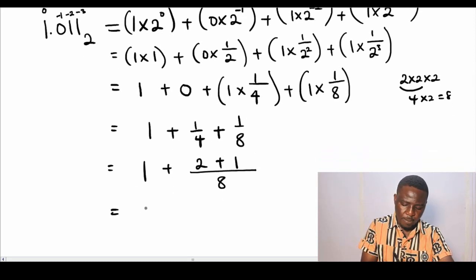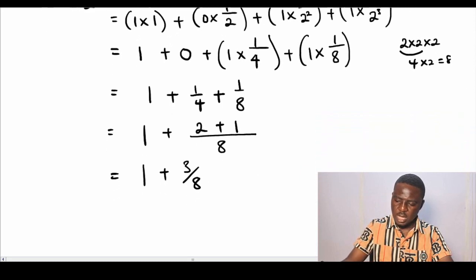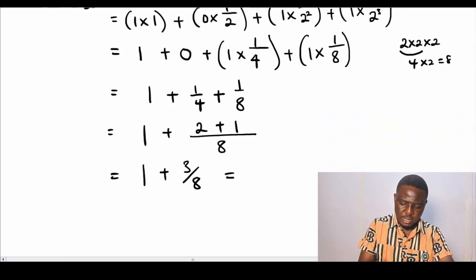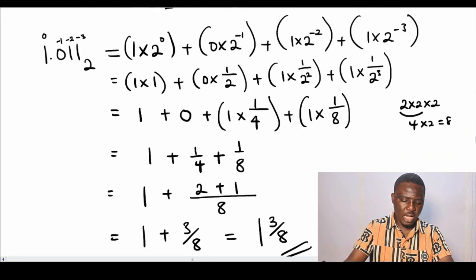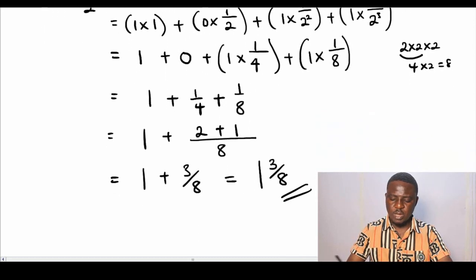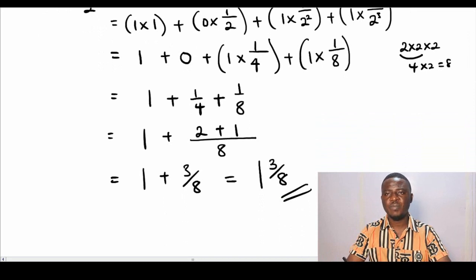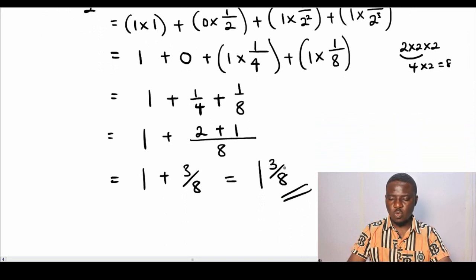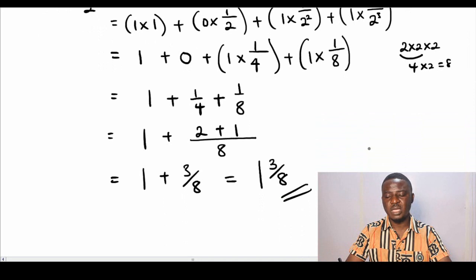When you simplify further, you arrive at the answer: 1 plus 2 plus 1 is 3, all over 8. And when you simplify, this is going to give us one whole number, 3 over 8, as our answer. So 1.011 base 2 is equivalent to one whole number, 3 over 8. And when you convert this back to base 2, you simply get back your answer.